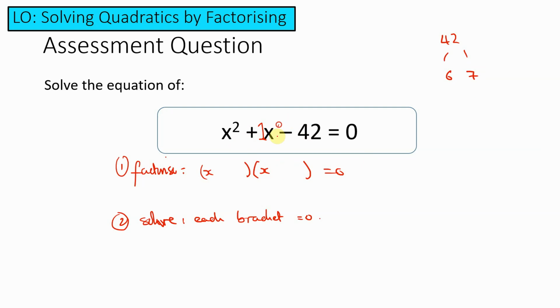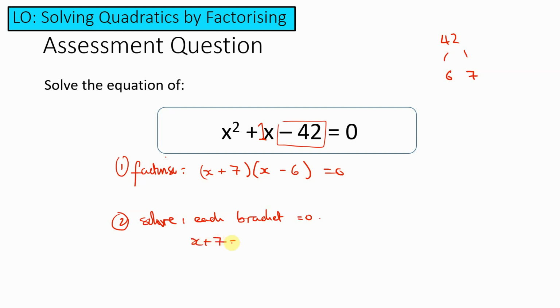So we got a negative number here, so I know one of them needs to be positive and one of them needs to be negative. That's the only way we can multiply to make a negative number. And I've got a positive one here. So I think my positive number needs to be 7 and my negative number needs to be 6, because if I do 7 take away 6, that leaves me with positive 1. Okay, so that's my factorized.